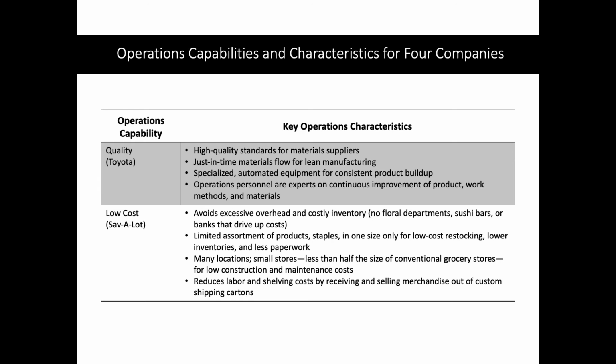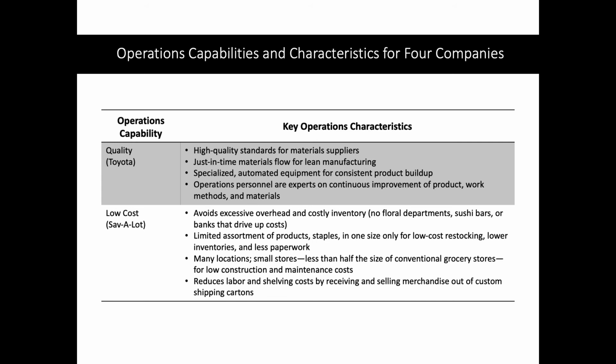Now, contrast that with Save-A-Lot. You see there in the second part of this table, because they have chosen low cost as the strategy they're bringing to the marketplace, some of the operations decisions they've made. They don't have a lot of small departments like floral departments, sushi bars, or an in-house bank. They don't have excessive overhead. They avoid costly inventory. Second, they have a limited assortment of products, mainly just staples that people buy all the time in one size only, for low cost restocking, lower inventories, less paperwork. So you can't get everything at a Save-A-Lot, but the stuff you can get, you get at a huge discount.